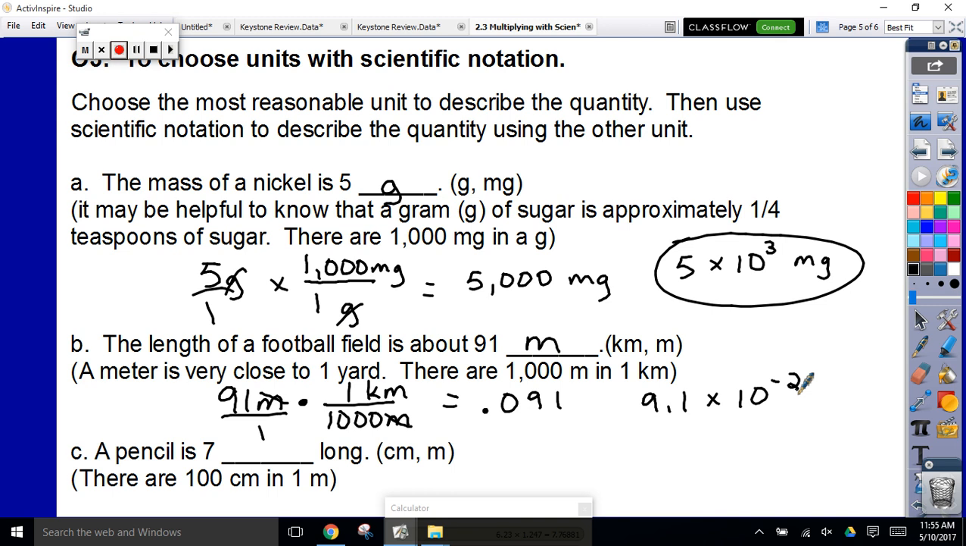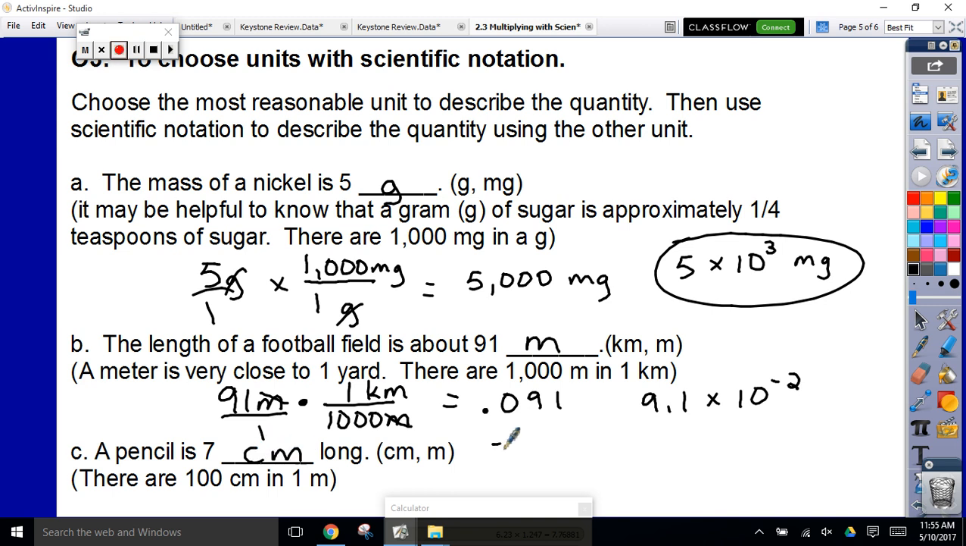Okay, part C. A pencil is 7 centimeters or 7 meters long. Myra, now remember, this is a meter. So is a pencil 7 of these, or would it be 7 centimeters? 7 centimeters. A 7-meter long pencil would be very, very difficult to write with. I don't think it would fit. I think it would touch the ceiling. We could only use it outside. So it's going to be 7 centimeters long.